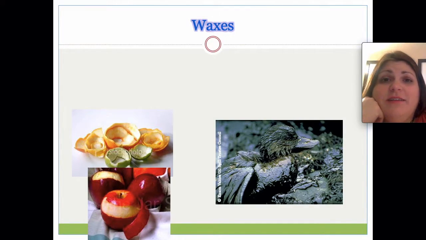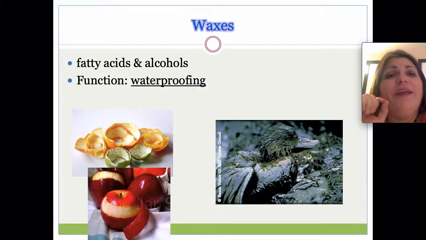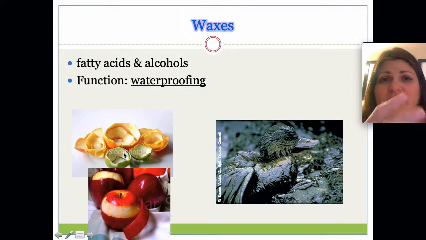Finally, we have waxes. When you use a wax, most of the time you're trying to keep water out. So waxes are made up of fatty acids and alcohols. Remember, alcohol is a functional group we learned about. I don't care that you know the structure of wax. What I do care about is that you know its function, which is, of course, waterproofing. We put wax on our lips for chapstick, or sometimes we cover cheeses and things like that with it, and that's to keep them from drying out. Fruits often will have a waxy coating, like the rind of an orange, to help prevent it from drying out.